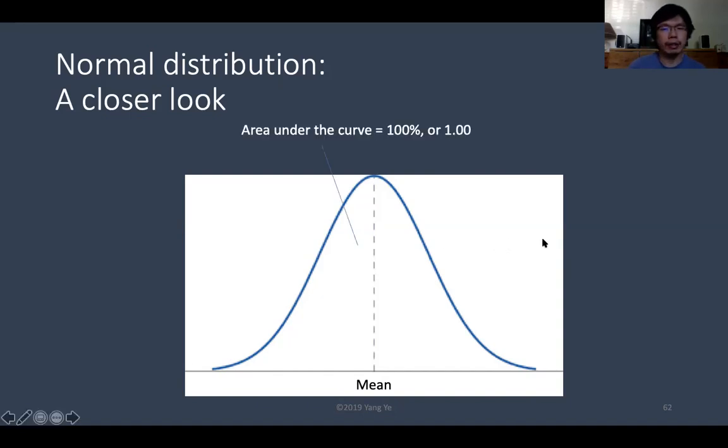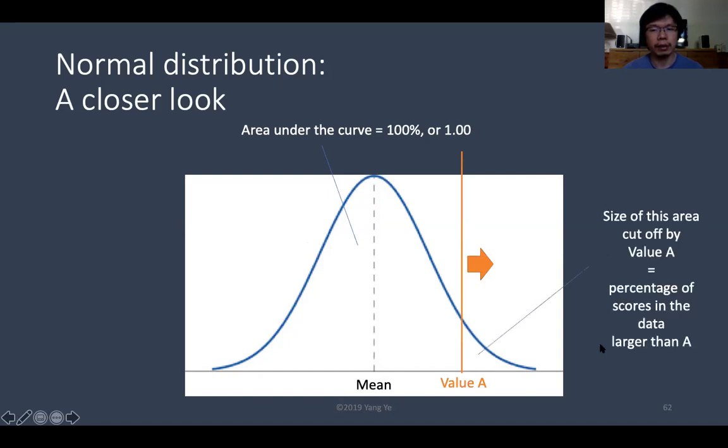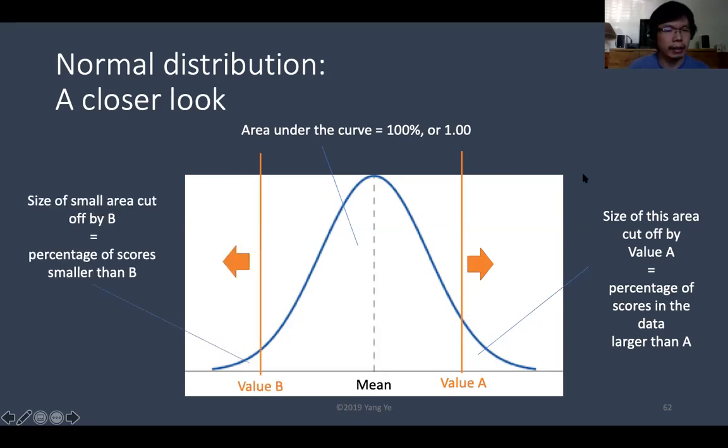So the area under the curve is one. As I said earlier, they have been transformed into probability. So the area under the curve is 100%. If we take a certain value A and cut it off, then the size of the area under the curve higher than value A is the percentage of the scores of data larger than A. Okay, so this is the distribution of all possible data. The percentage of scores in the data larger than A is the size of the area. And the same applies to the area cut off by B, which is the percentage of scores smaller than B. Again, this is just a very big, very fine-tuned histogram.